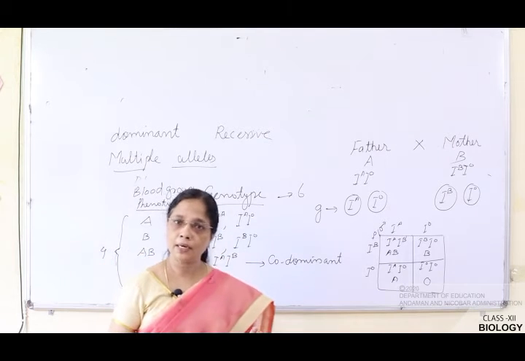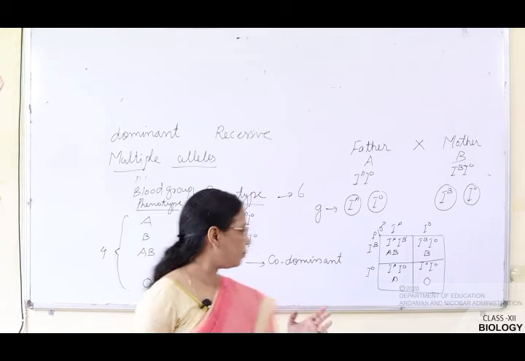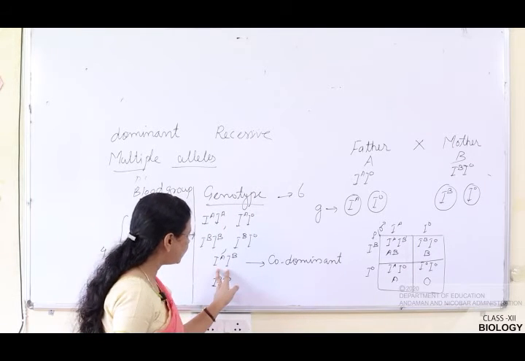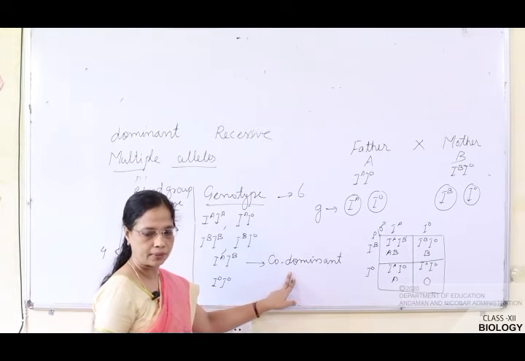What is multiple allele? More than 2 alleles are present for a gene. So what is codominance? Codominance means both the alleles are able to express together. That is known as the codominance.